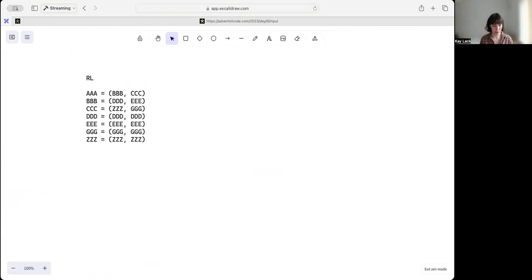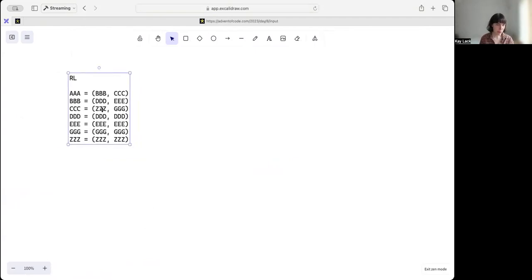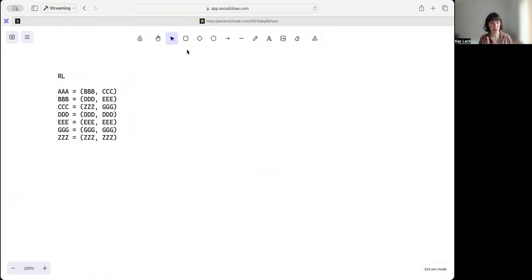Let me check my audio settings actually. Yeah, I'm right.